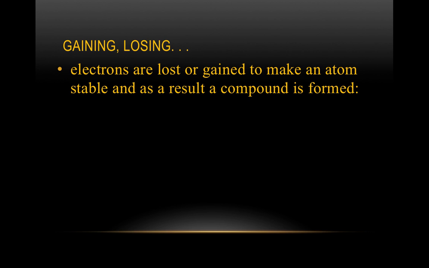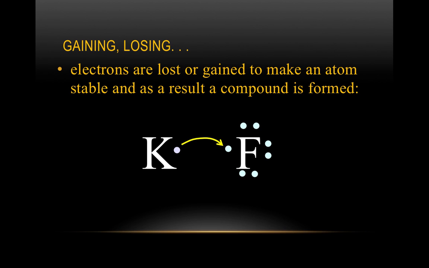Electrons are lost or gained to make an atom stable, and as a result, we call that a compound that's formed. Here's another example of a compound between potassium and fluoride. That potassium atom gives up its outermost valence electron to fluorine.